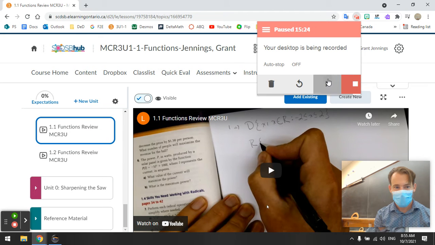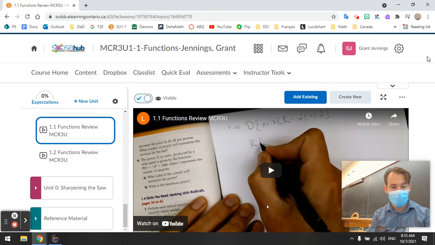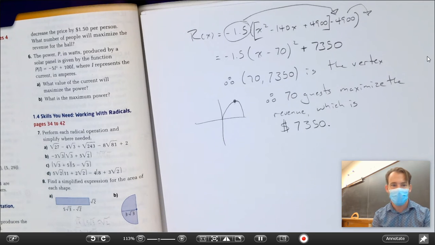Just a quick interview. So this is how we take a look at completing the square to solve an applications question. Let's do another one.